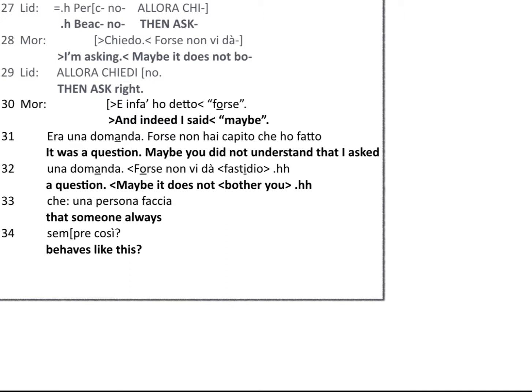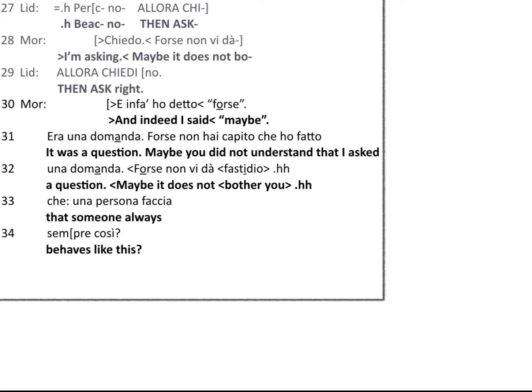And she did say maybe, but again, that didn't make it necessarily a question. It was a question anyway, that's what she says. Maybe you did understand that I asked the question. So she's still playing on the boundary, in a way doing something more accommodating, and complaining again.